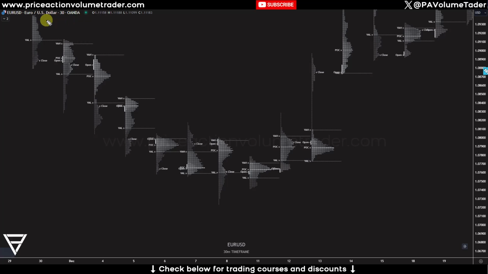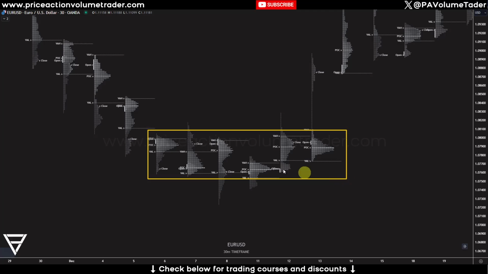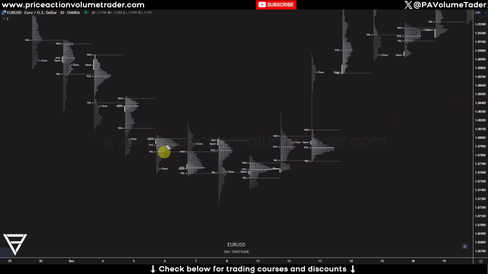So for example, this is a Euro US dollar 30-minute chart, and we can see this bottom area, which we're going to look at in more detail later. You can see how we have 6 days right here of action that were pretty much overlapping the value areas and the profiles, so we can create one large profile based on all of this in order to have a better understanding of the market auction going on and the areas of value acceptance, a composite point of control, and a value area high and low.